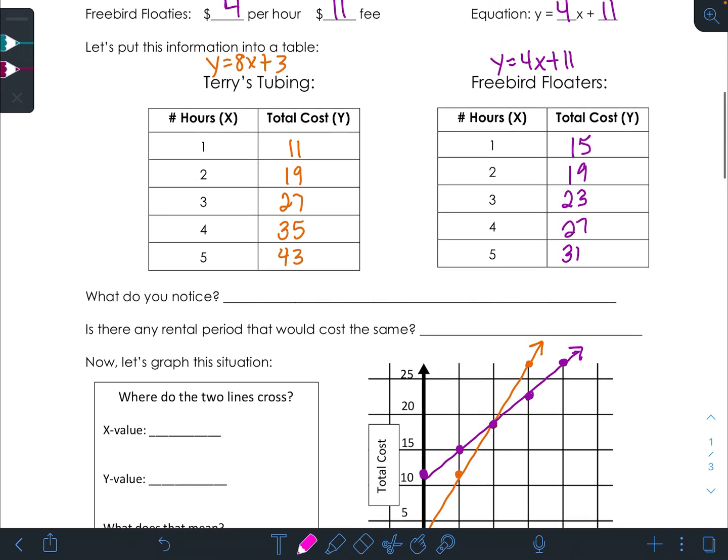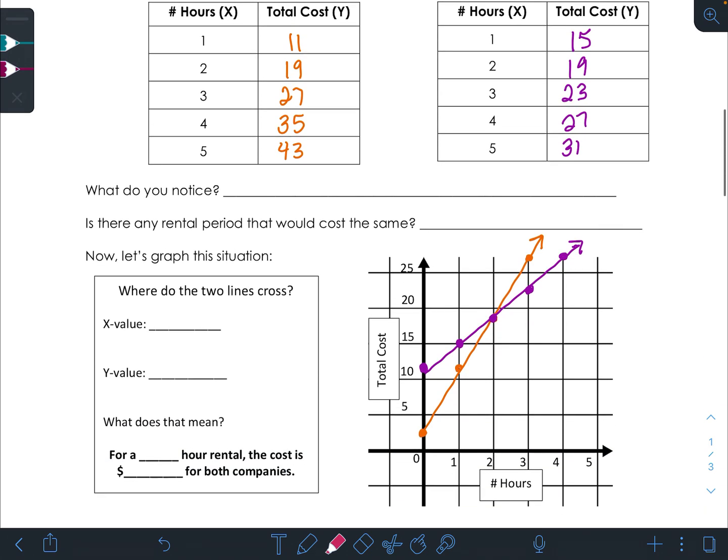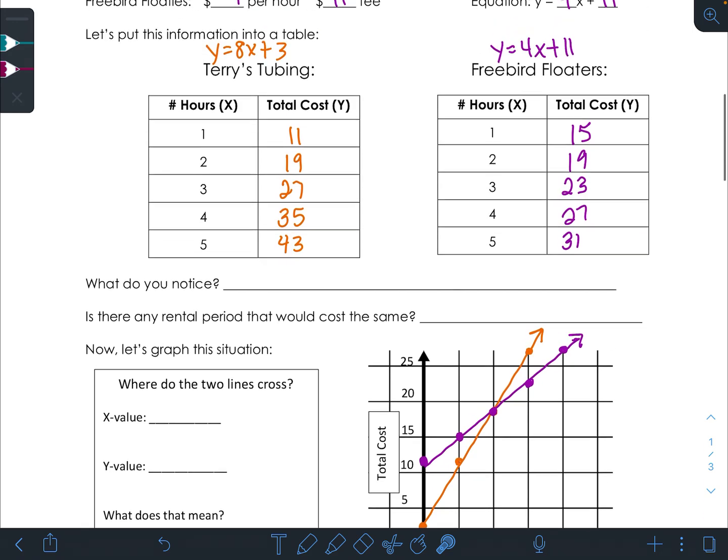But what we're really wanting to look at is when the two cost the same. So the only questions that you'll have about this, they will already be graphed for you. And it will say, after how many hours do the two companies cost the same amount, or how many hours will you have to float for them to cost the same, or at what price do they cost the same. So those are the kind of questions.